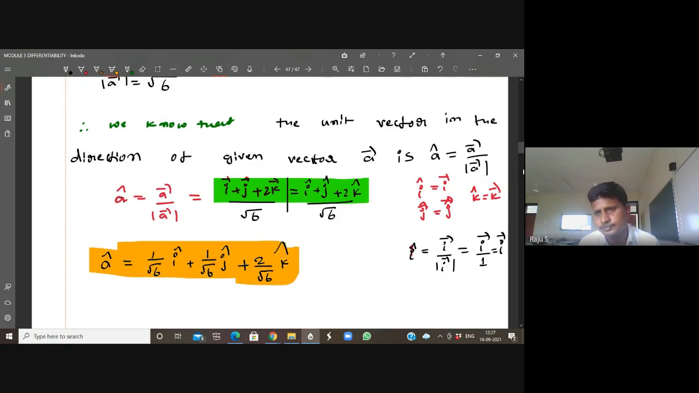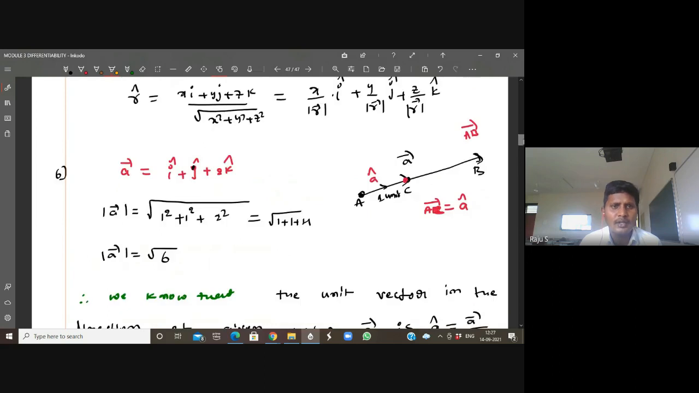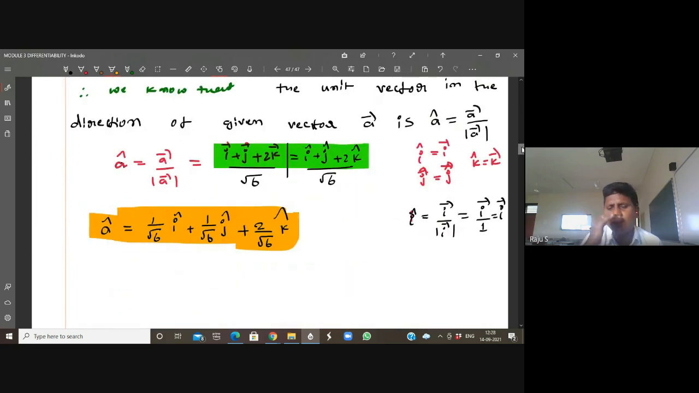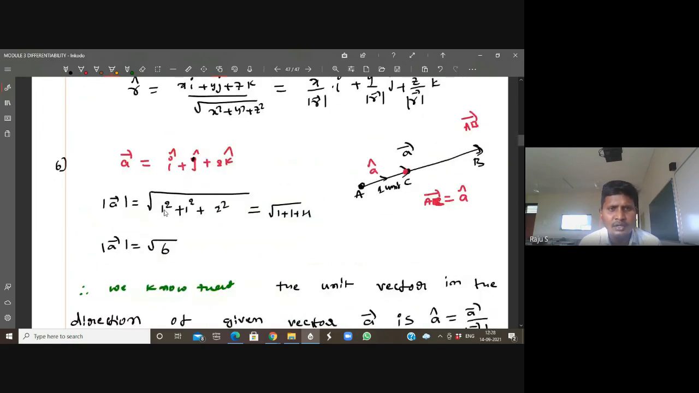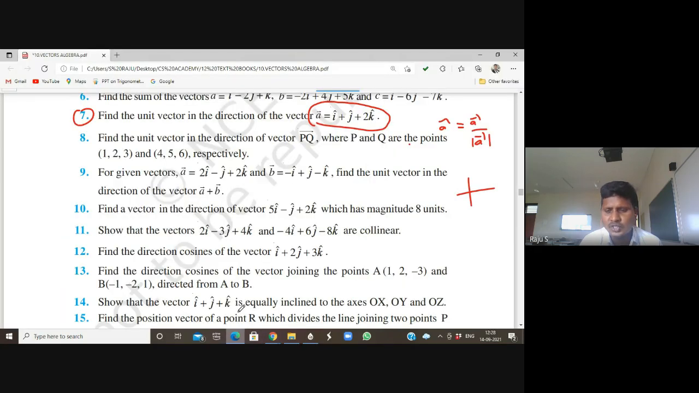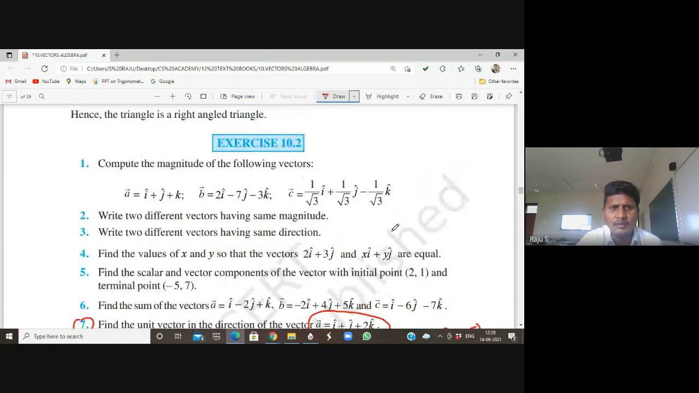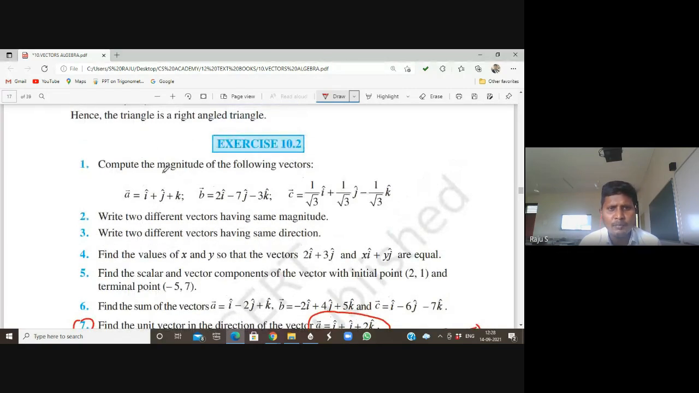Simple. This is the given vector. Simply divide the given vector by its magnitude; that is the unit vector. And we have seen that the magnitude is the square root of the sum of the squares of the coefficients of i, j, k. Here is the first question: compute the magnitude of the following vectors.